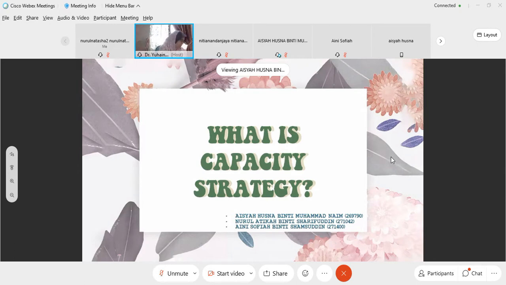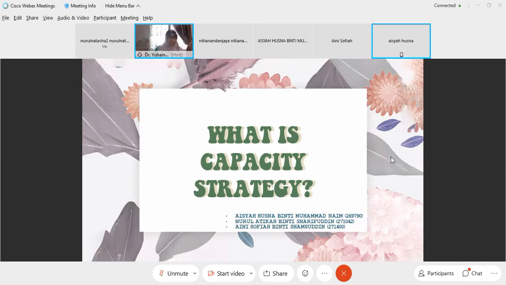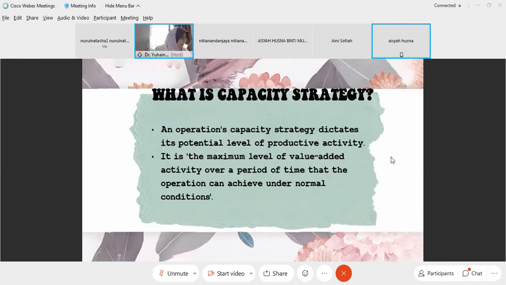Okay, Assalamualaikum and good morning, Doctor. My group will also explain about what is capacity strategy. My group members are Aisyah Husna, Nurul Atika binti Sharifuddin, and Aini Sofia binti Shamsuddin. What is capacity strategy?